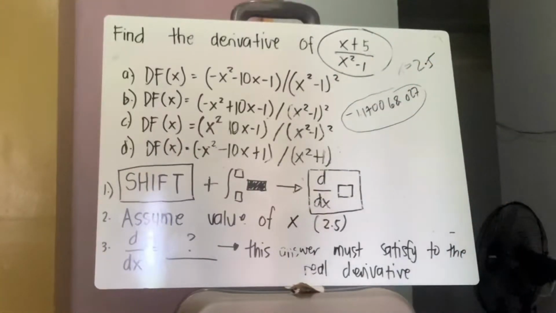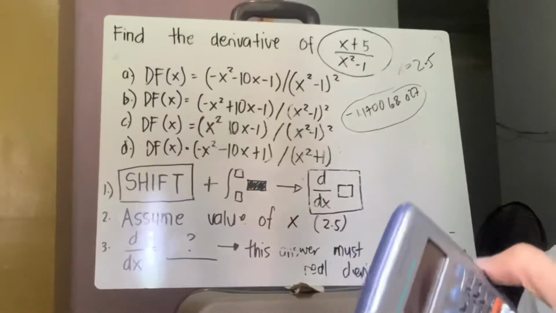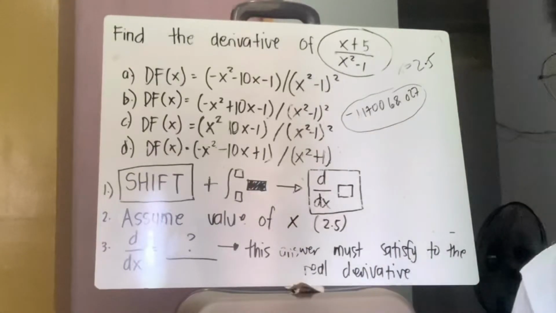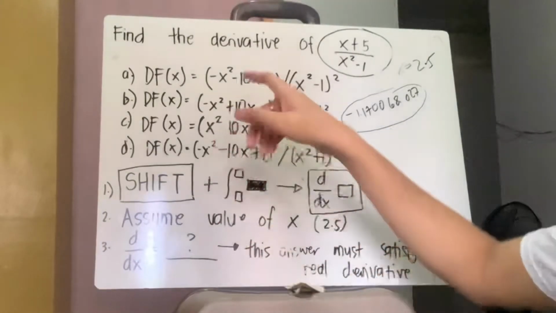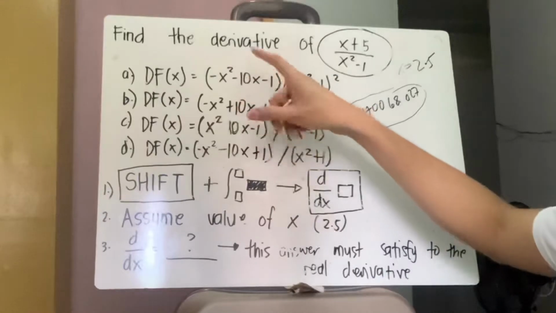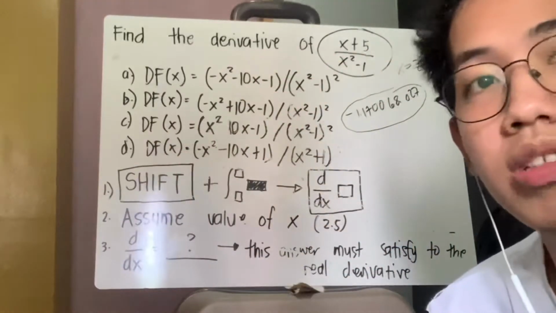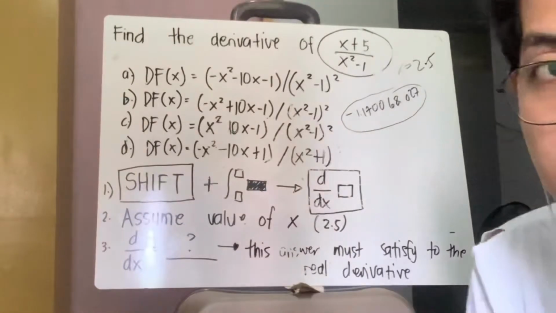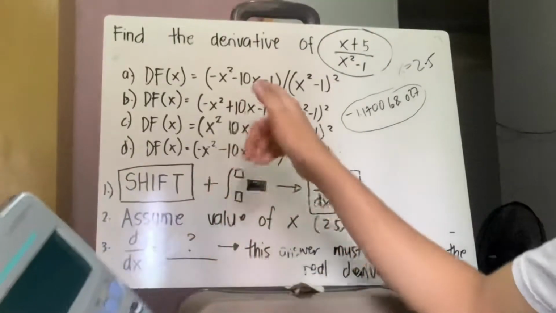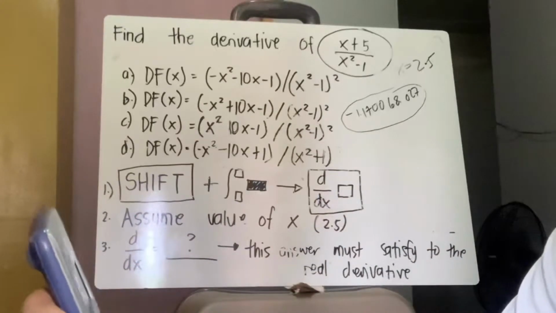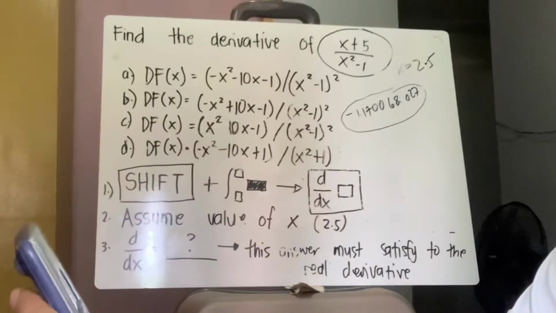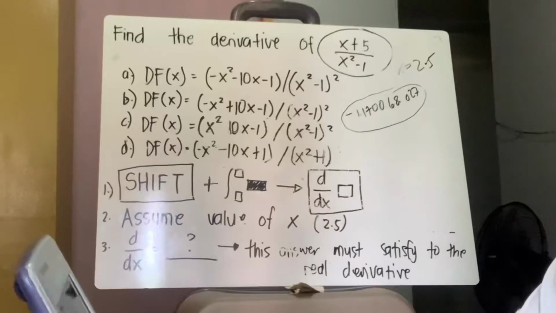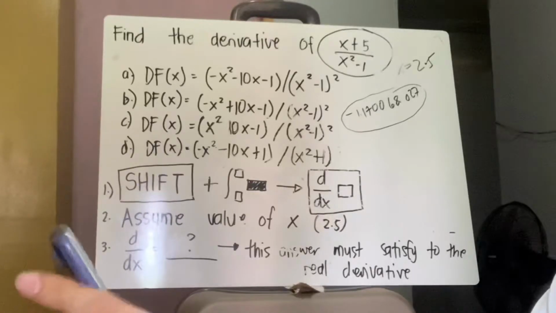So how do we do it? I'll add my technique so that I don't have to solve these one by one; I am going to solve them simultaneously. So how exactly? Simply in your calculator, just input the first choice, which is letter A, wherein the value would be negative x squared minus 10x minus 1.